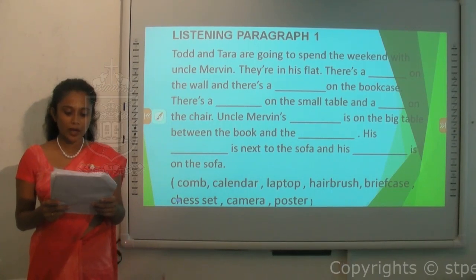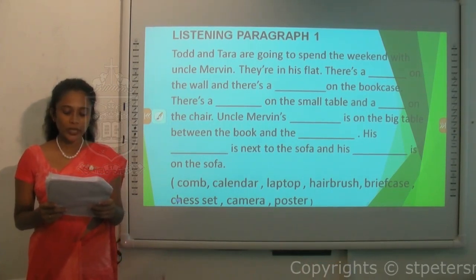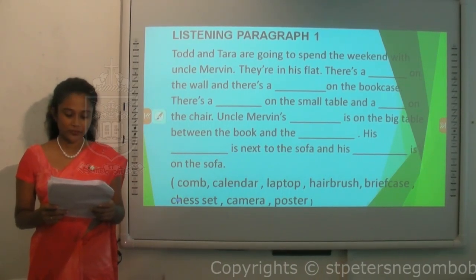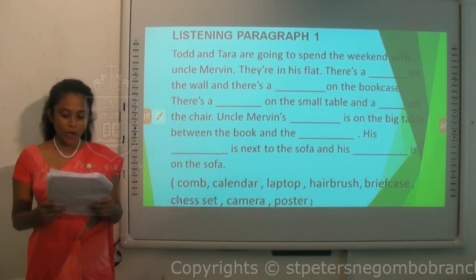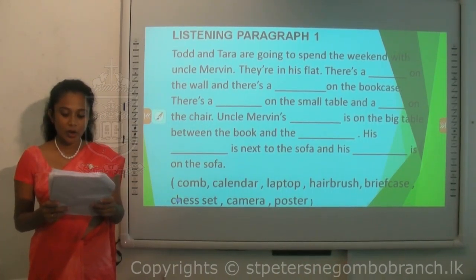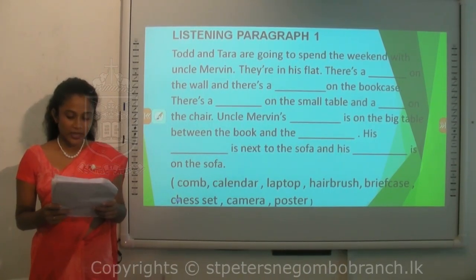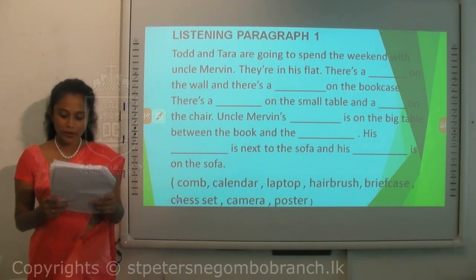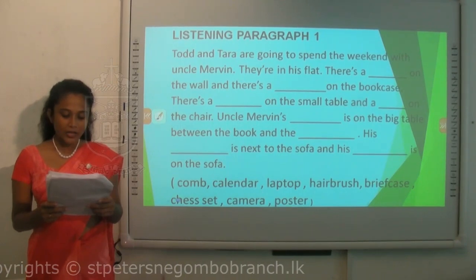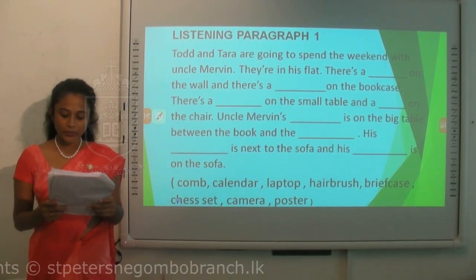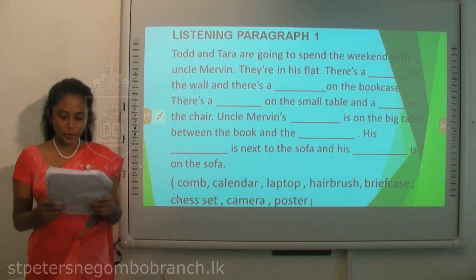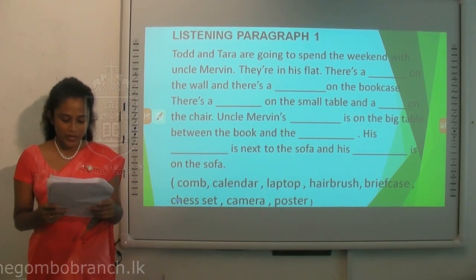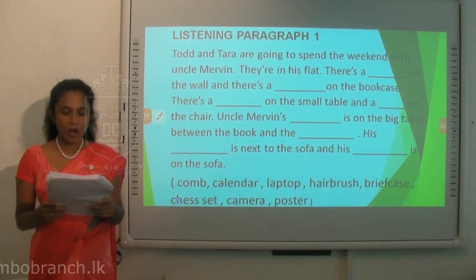Todd and Tara are going to spend the weekend with Uncle Mervin. They're in his flat. There's a poster on the wall and there's a comb on the bookcase. There's a chess set on the small table and a camera on the chair. Uncle Mervin's laptop is on the big table between the book and the calendar. His briefcase is next to the sofa and his hairbrush is on the sofa.